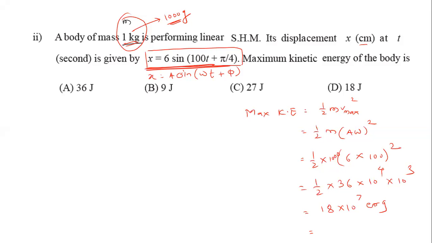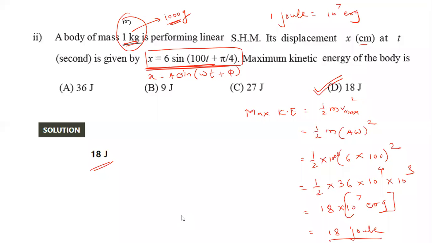So you know that 1 joule is 10 raised to 7 erg. And here you get 10 raised to 7 erg means the joule. So the answer we get is 18 joule. Therefore, option D is the right answer for this question.